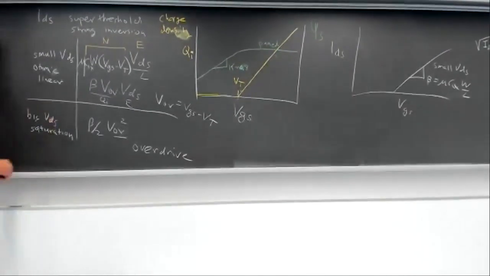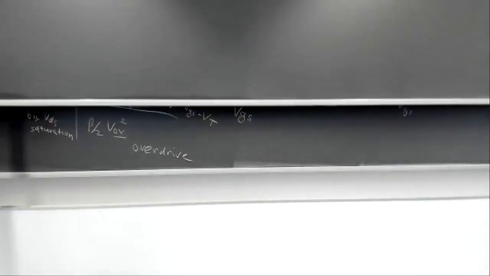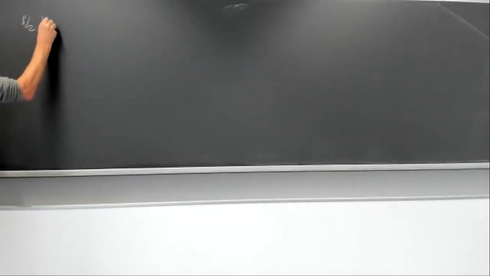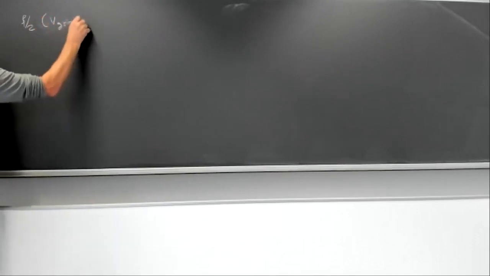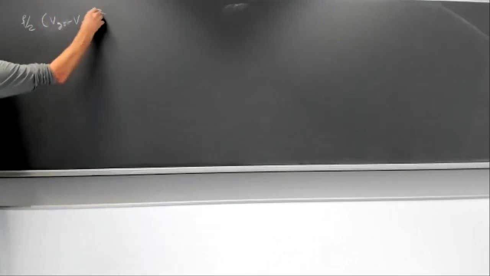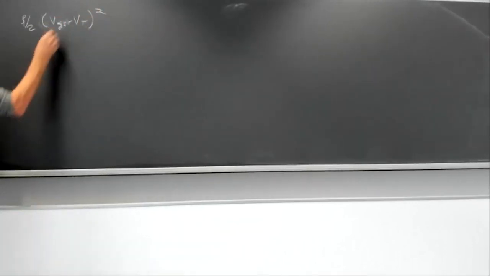Okay, so now let's try to understand the saturation of strong inversion, or superthreshold. I say it's beta over 2 times the overdrive squared. Let's write it out properly as (VG minus VT) squared. Okay, it's the same thing.